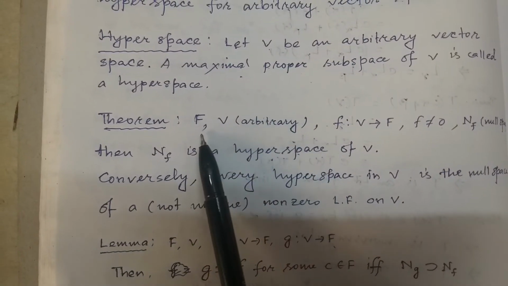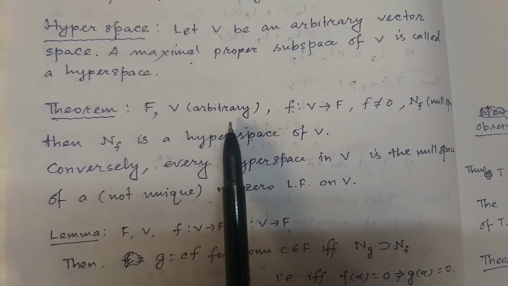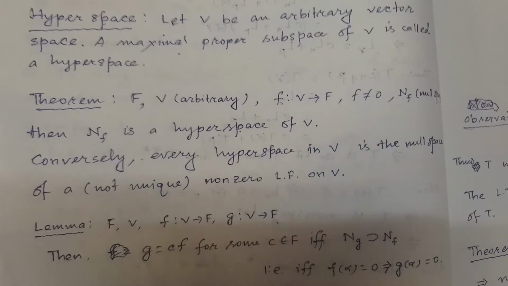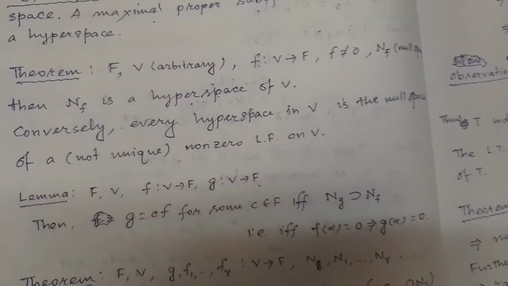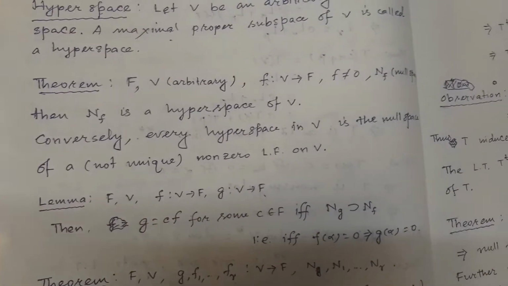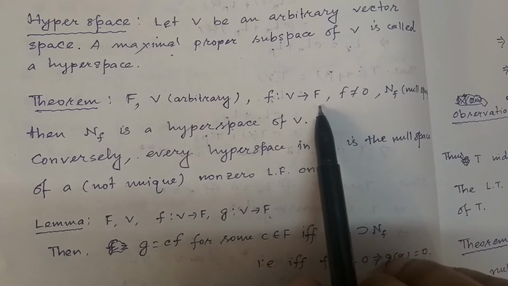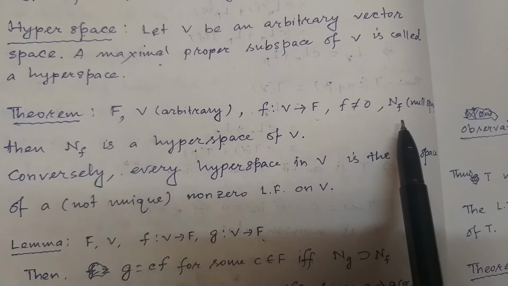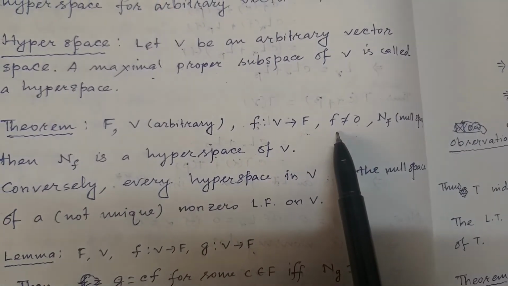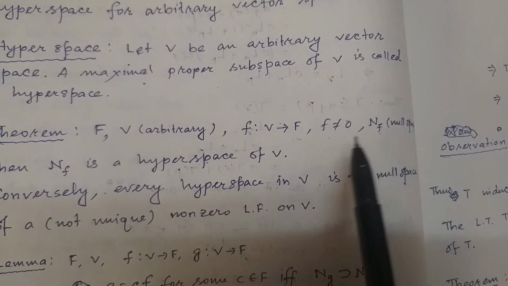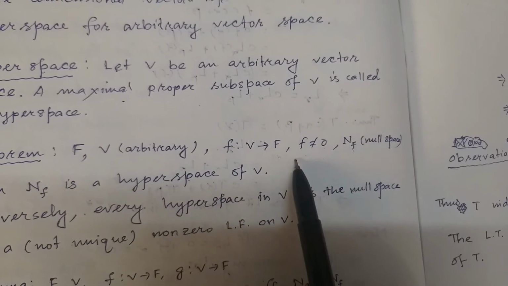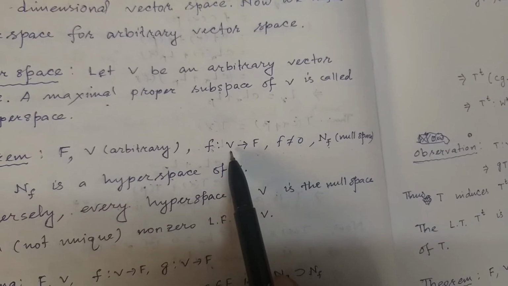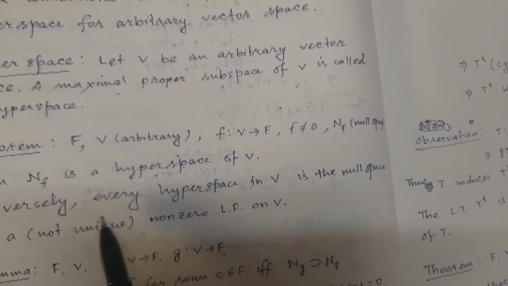Theorem: let F be a field, V be an arbitrary vector space, finite or infinite dimensional. Let small f from V to capital F be a functional, a non-zero functional. Suppose N_f is the null space of small f. Null space of small f means the kernel of small f, the elements of V which are taken to 0. This is a subspace of V.